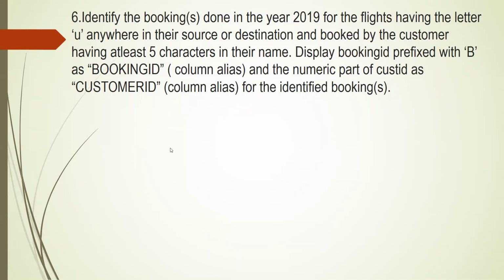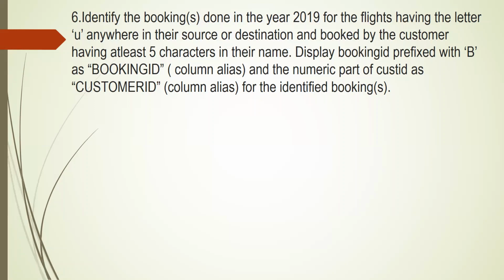So identify the bookings done in the year 2019 for the flights having the letter U anywhere in their source or destination. Just imagine we have a booking table, flight table, customer table, and we need to identify the customers with at least 5 characters in their name. Customer name will come in the customer table, right? And bookings done in the year 2019: if you go back to my previous slide, booking date is coming from the bookings table. And flight details, flights having the letter U.